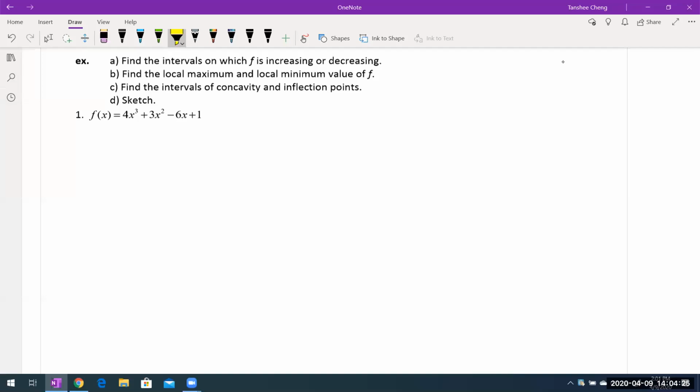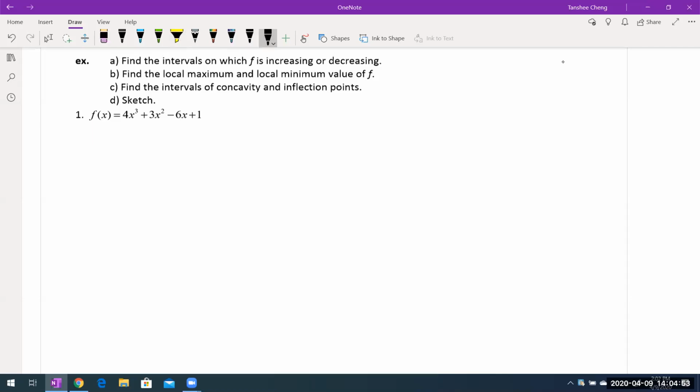So, to answer all of those questions, for example, to talk about increasing, decreasing, local max, local min, and concavity, we need to know our first derivative and second derivative. A lot of times in this kind of problem, I want to take my first derivative and second derivative in the beginning of the problem so that I can use them later on, right? So taking the first derivative of this function, right?